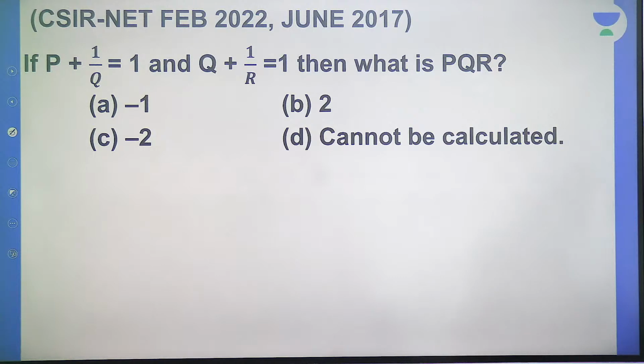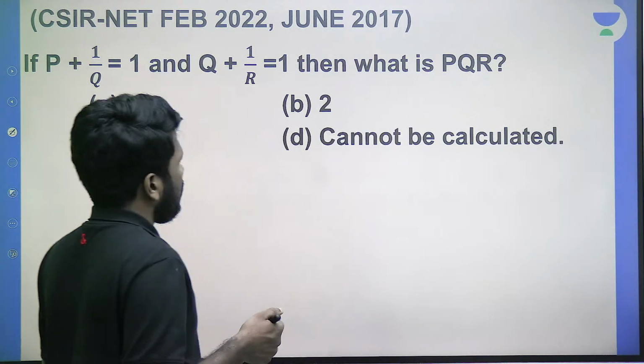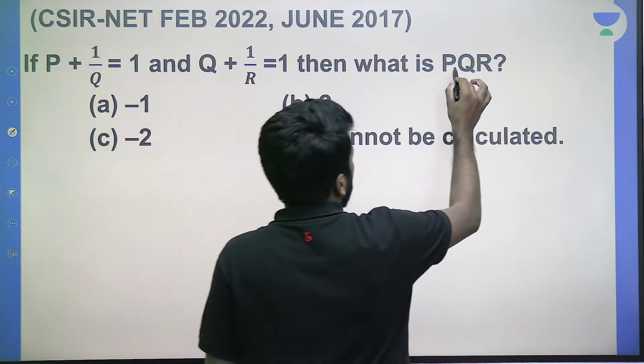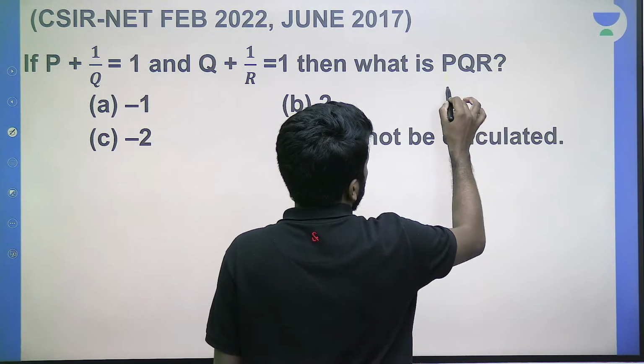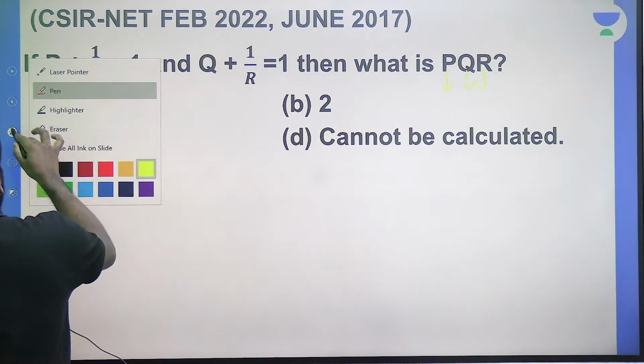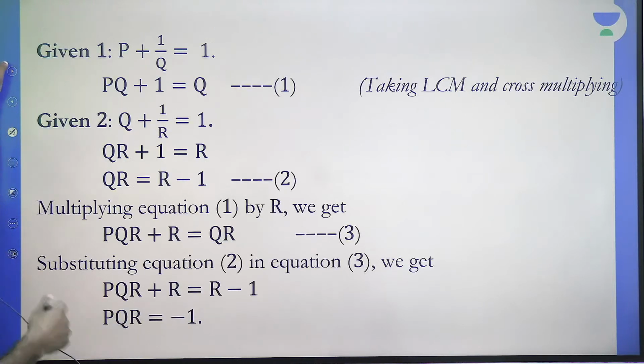Okay, so I'll explain. If p plus 1 by q is equal to 1 and q plus 1 by r is equal to 1, then what is pqr? Sorry, p into q into r. This means p into q into r. So we need to find the p value, q value, r value. Solving it mathematically will take a lot of time.